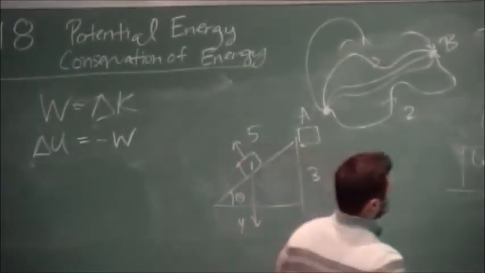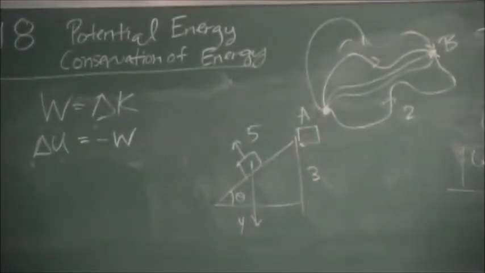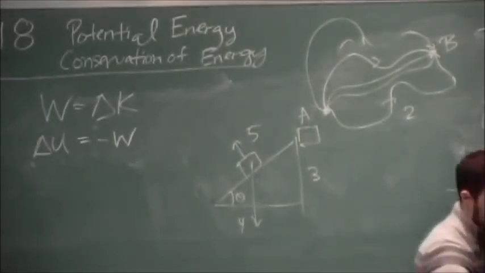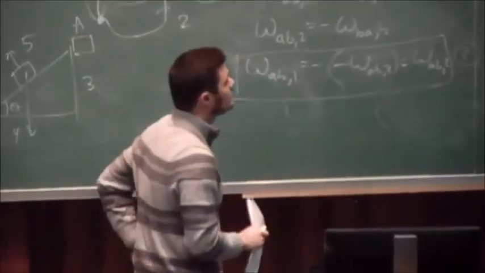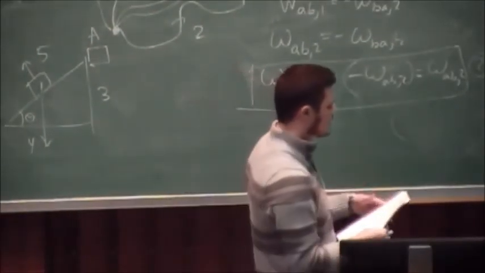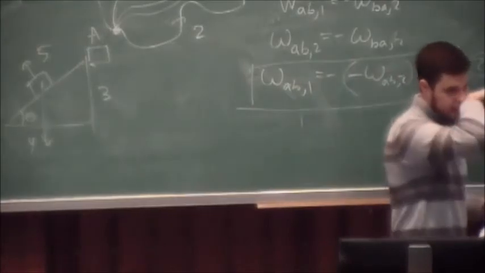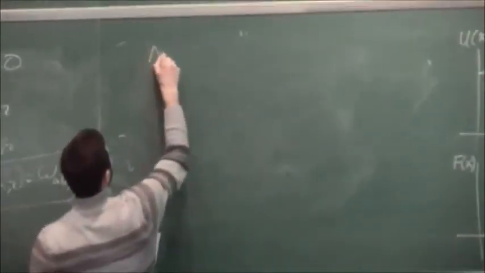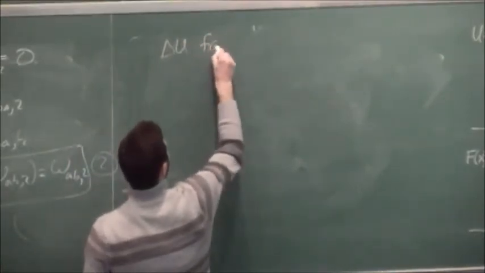So go ahead and erase this. Okay. So you may be familiar with this, but we're going to do something that's very useful. It's the calculation of change in potential energy from some known work. So finding U from W.